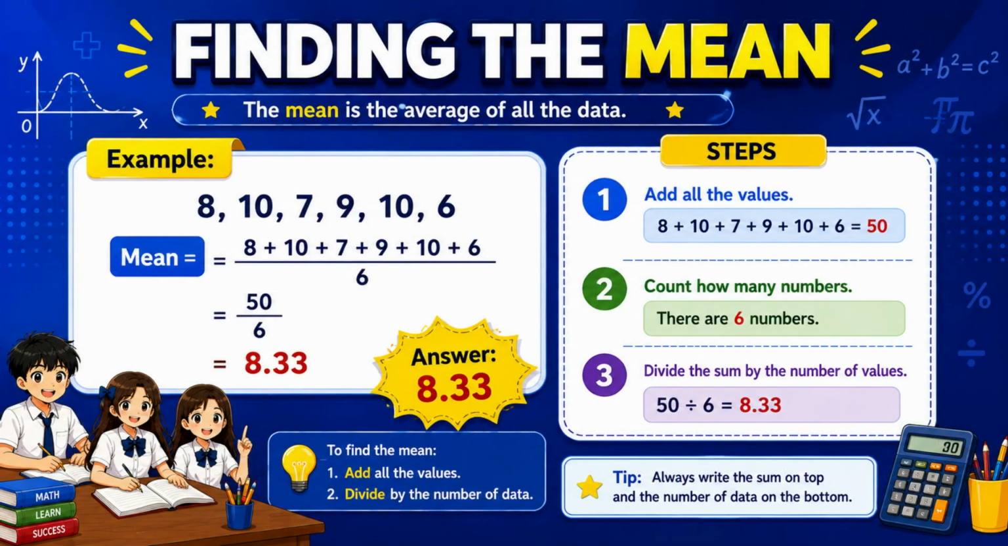To find the mean, first add all the values. Here, the sum is 50. There are 6 values, so we divide 50 by 6. The result is approximately 8.33. Therefore, the mean of the dataset is 8.33.